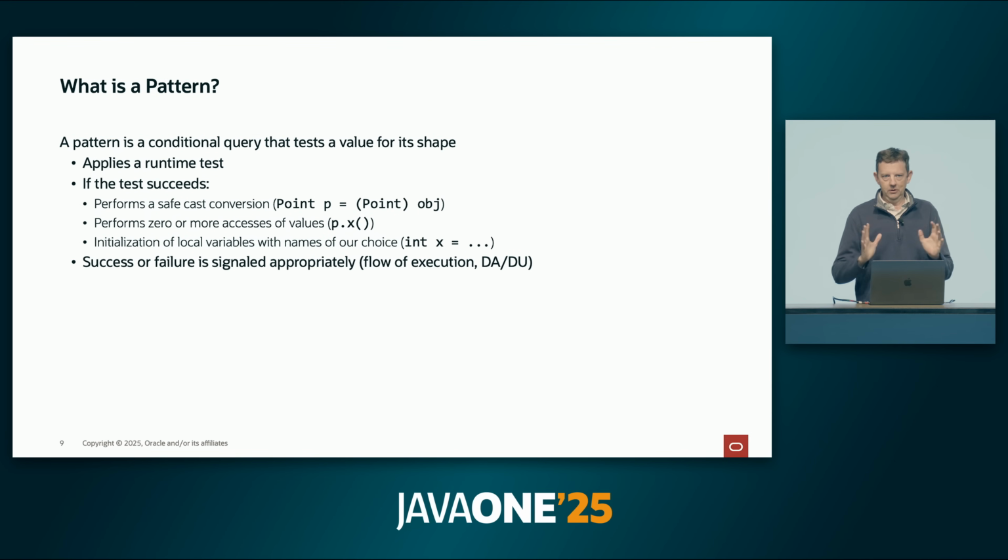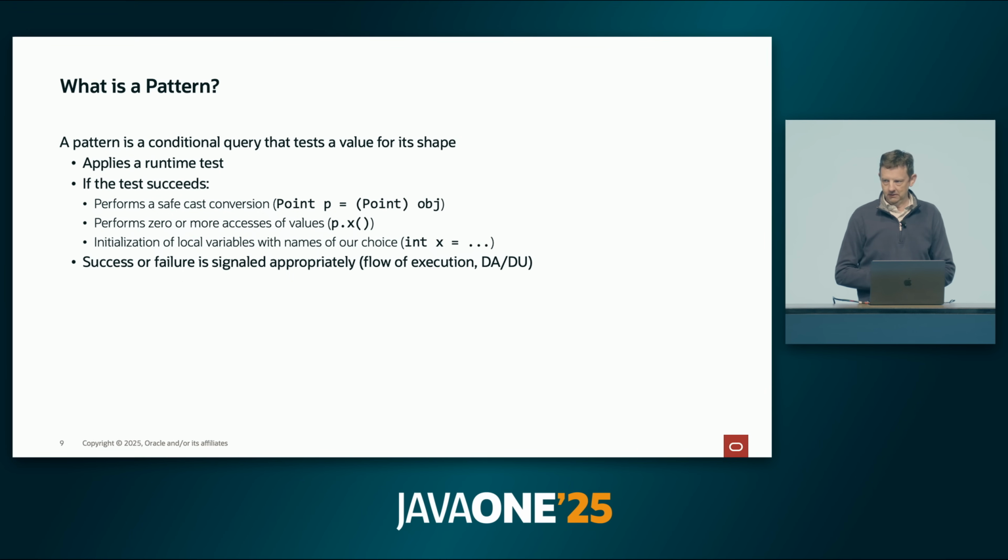Let's start with patterns. Everything through the rest of the talk is built on the concept of a pattern. Patterns, as I mentioned before, shift away from how to perform a test to what we want to look for. Patterns are always a combination of a test to perform and some variables to declare if the test succeeds. So there's always a true-false component of a pattern, and then in the true case, there are some variables that you get out of the pattern.